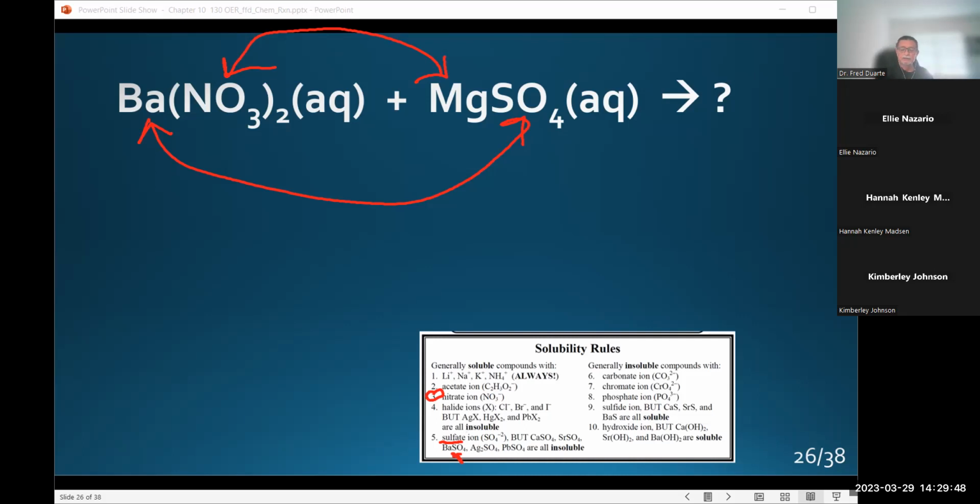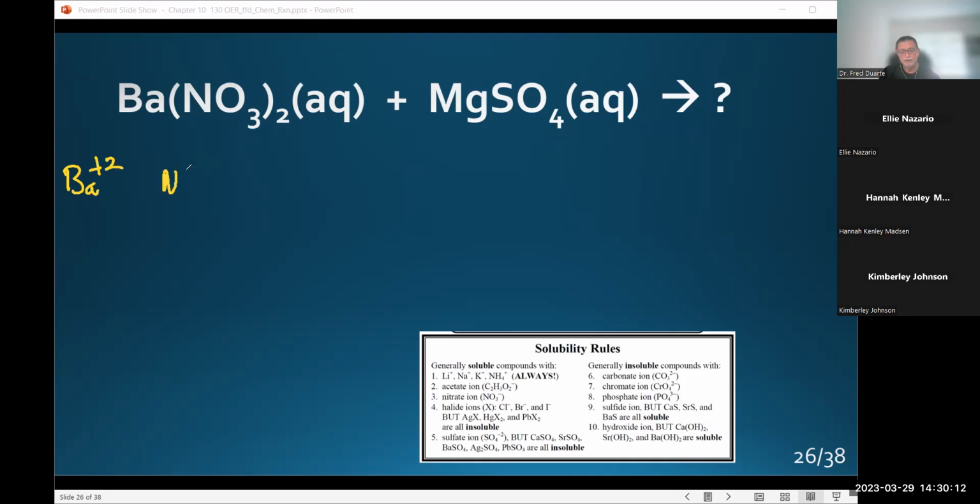Now, to complete this reaction, the first thing we need to do is put everything into ionic form before we can put everything together, because that will help us with the products. So we have barium with a +2, and then the nitrates with a -1. So I have 2 nitrates. Then we have the magnesium with a +2, and then we only have one sulfate.